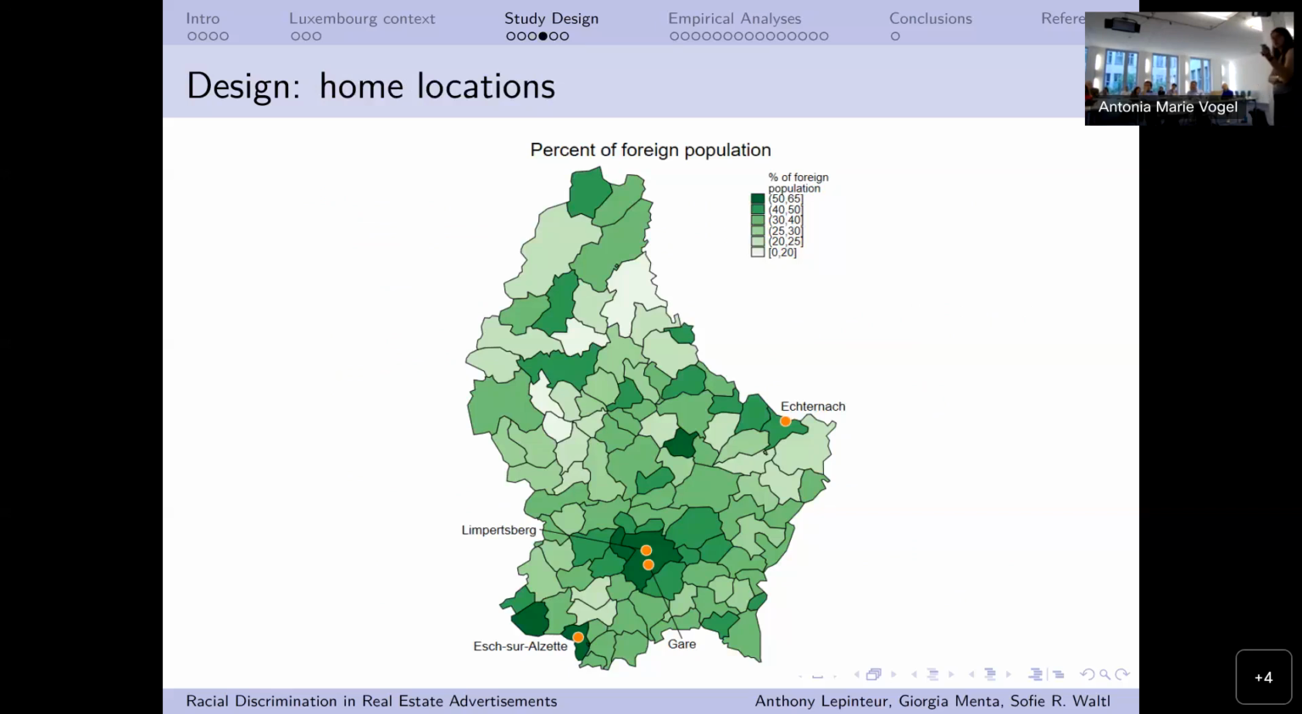Okay, so these are the locations we selected, and we also put here different green shades: the darker green it is, the higher is the share of immigrants. Just to show that the largest shares are in Luxembourg City, also in Esch-sur-Alzette there are quite a lot. It's not implausible that sellers of a different ethnicity are actually not something surprising for people.